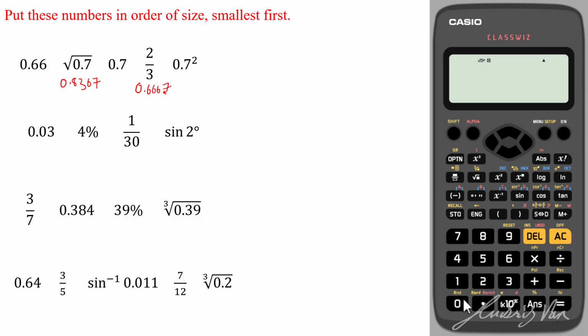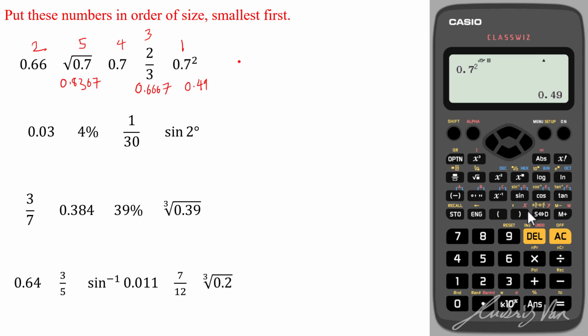Finally, 0.7 square, I will get 0.49. So as we can see, 0.7 square is the smallest, followed by 0.66, then 2 over 3, 0.7, and square root of 0.7.